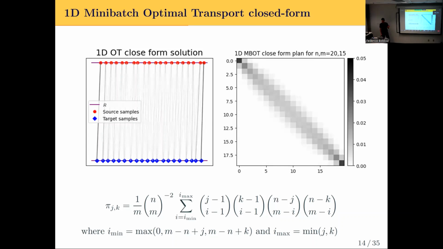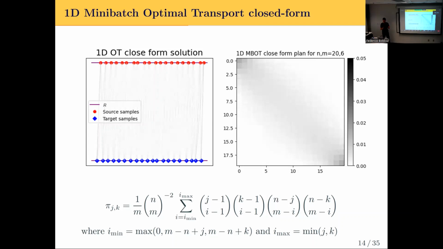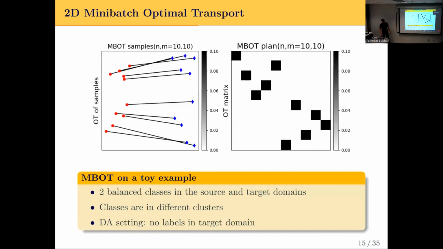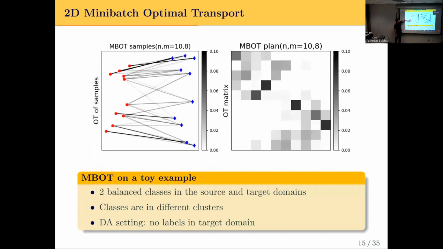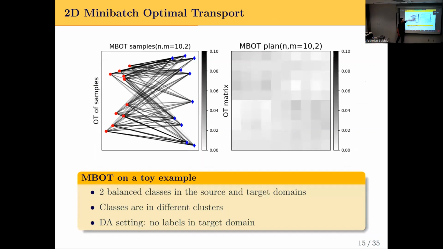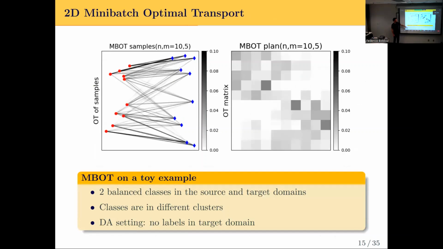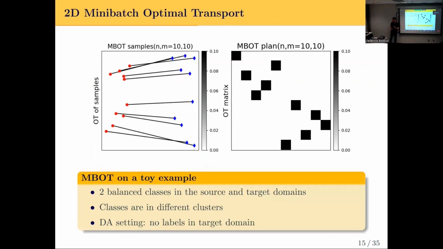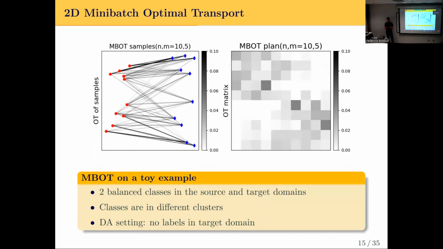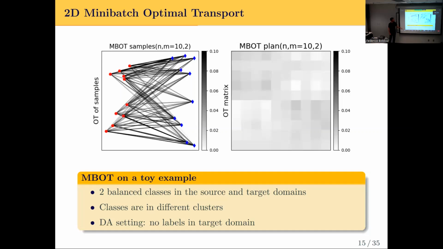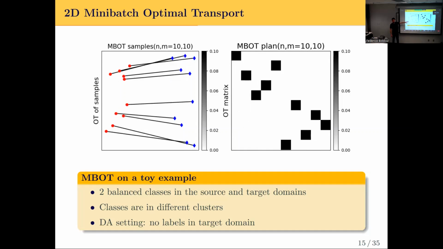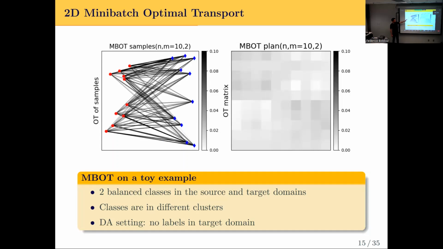And when m equals 1, all the weights are uniform. So the number of connections increases and the intensity gets uniform. This is a phenomenon that we also see in 2D. Here I have two clusters in the source distribution and in the target distribution. I can see that while I perfectly transport clusters to clusters for the original optimal transport cost, the minibatch approximation creates a lot of connections between the clusters from the source to the target domain.